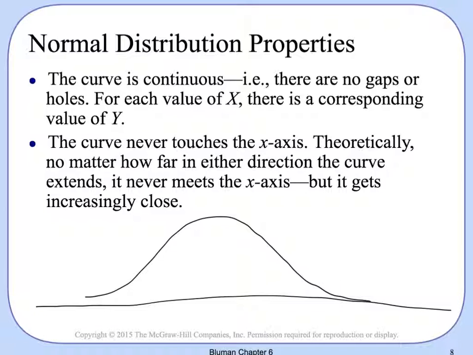And theoretically, in theory, no matter how far you go in either direction, it extends, never meets the x-axis, but gets increasingly close. So I should technically put arrows on the ends of both of these. It goes on forever in either direction. It never meets the x-axis, but it gets increasingly close. It gets so close that the difference does not matter. So ultimately, once we get like 5 standard deviations away from the mean, basically it's nothing. It's pretty much touched the x-axis. It's so insignificant that we don't really care about it.